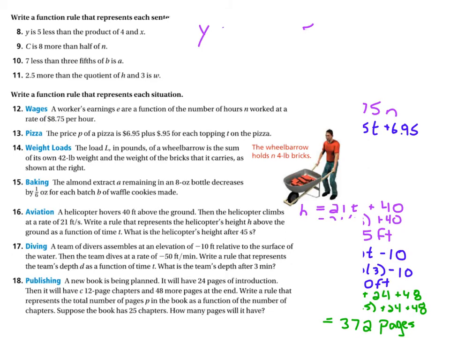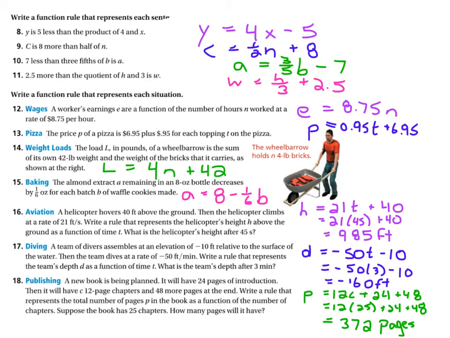Okay, so what we have here is this. 5 less than the product of 4 and x is y. That's what this says. When you see "y is," that means where "is" appears will be the equals. So y equals 5 less than the product of 4 and x.